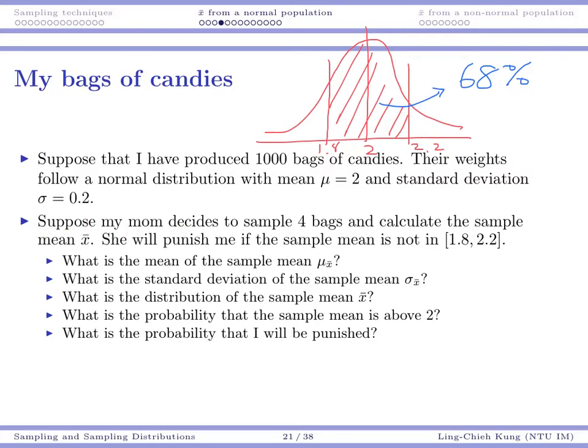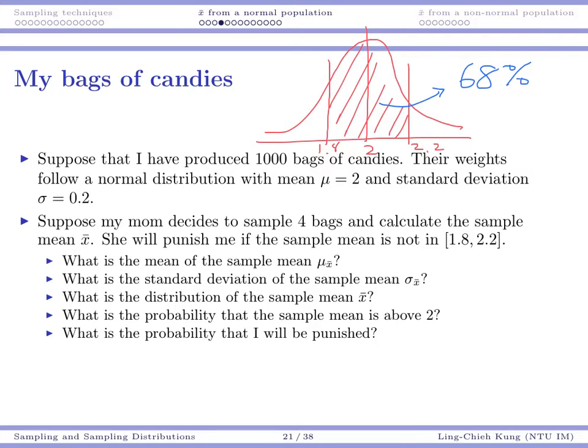Suppose my mom wants to test whether I am doing a good job or not. My mom says, okay, I'm going to sample 4 bags randomly among the 1,000 bags, and then I will calculate the sample mean. If I see the sample mean outside the range 1.8 to 2.2, I'm going to punish you. My mom said that to me.